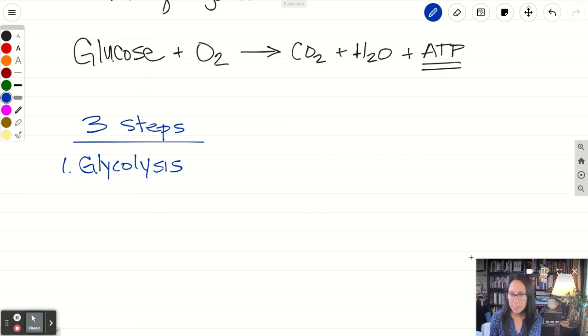Glycolysis occurs in the cytoplasm of the cell.